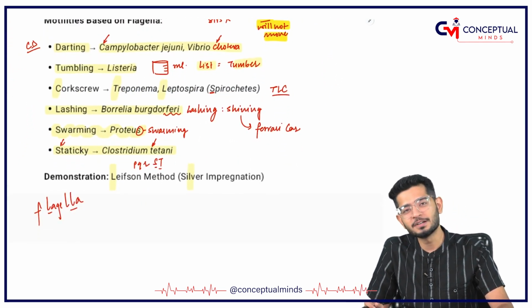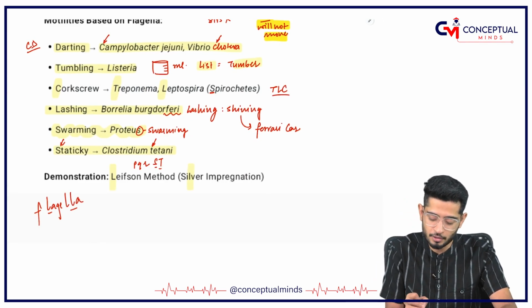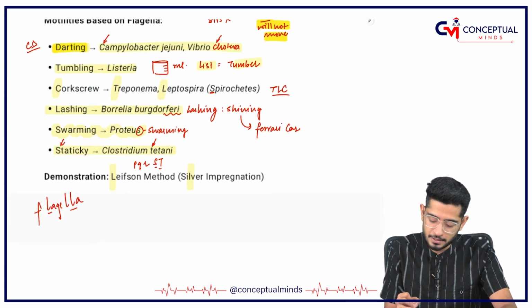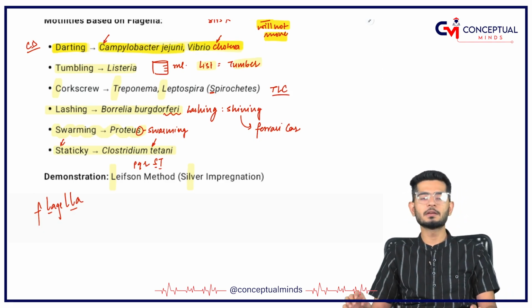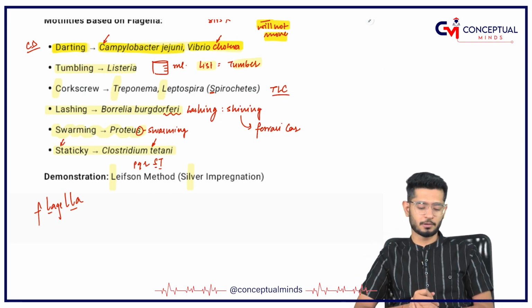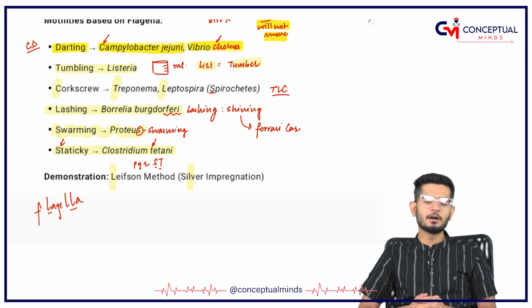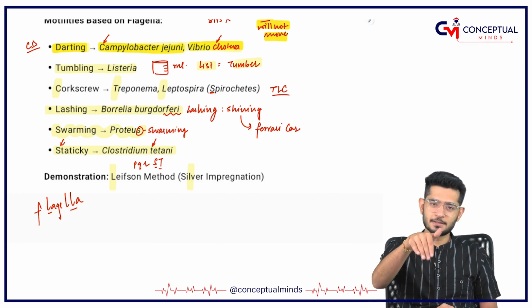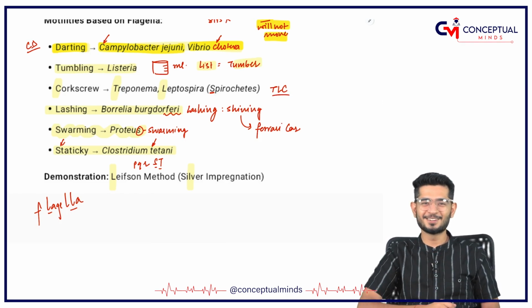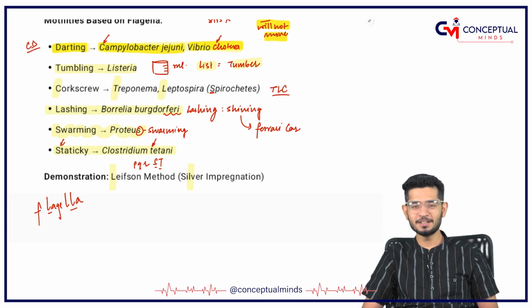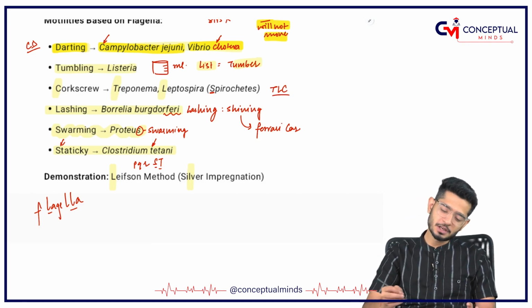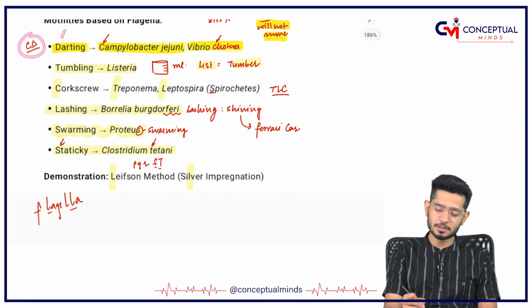Coming on to the motilities which are based on flagella. So you have darting motility. Darting motility is shown by Campylobacter jejuni and Vibrio cholerae. Basically there are different styles of walking. Like we boys walk like this, girls walk like that. Similarly, bacteria have different styles of walking. So darting motility is one of them. The mnemonic is C and D coming together. So darting motility, C for Campylobacter and cholera, they show darting motility.